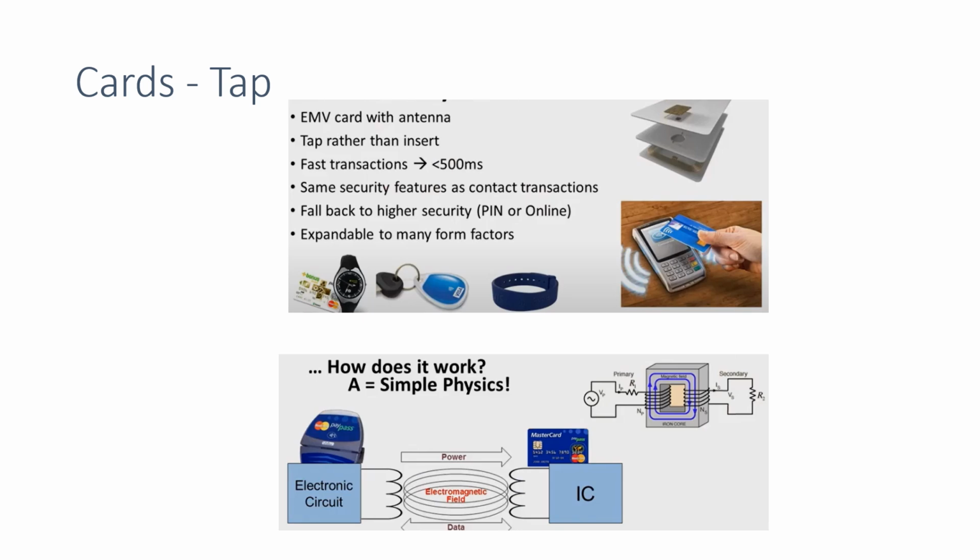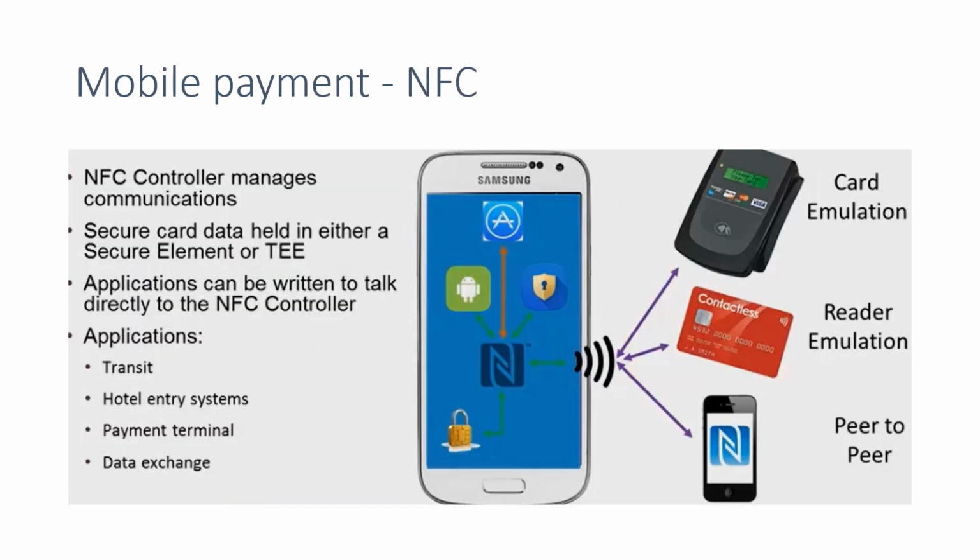The card reader has an electronic circuit which generates an electromagnetic field, and when the card comes closer to it, like within 4 inches distance, the card gets energized and data is exchanged similar to inserting the card, and the customer can just tap and pay. And they have an option to enable or disable the tap.